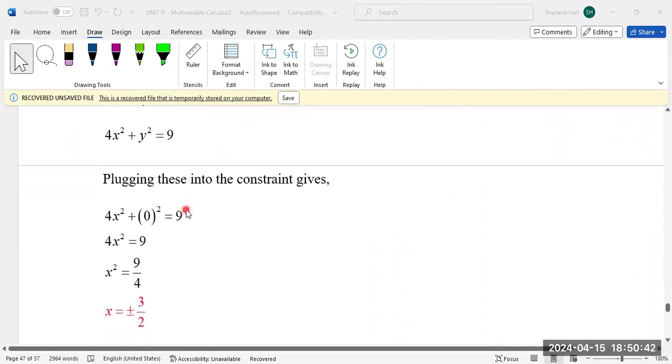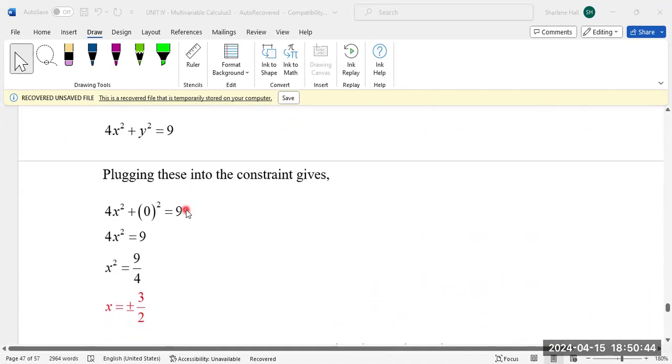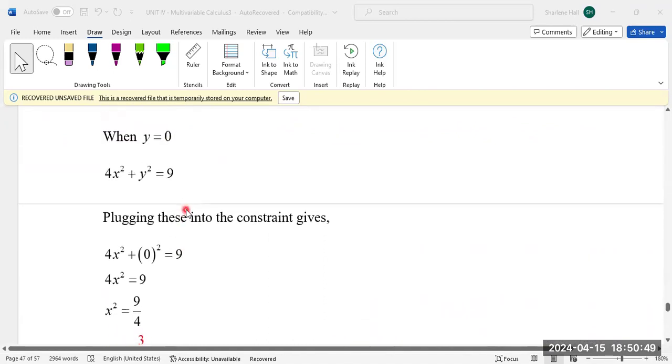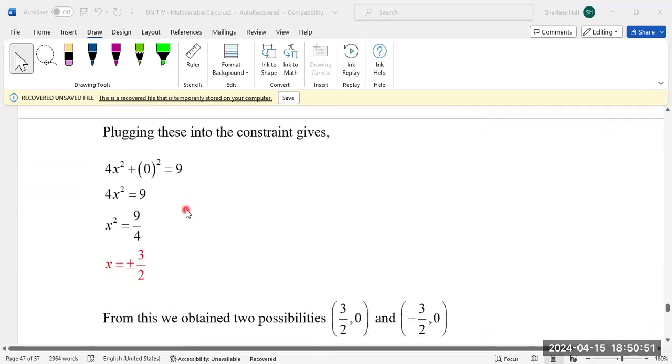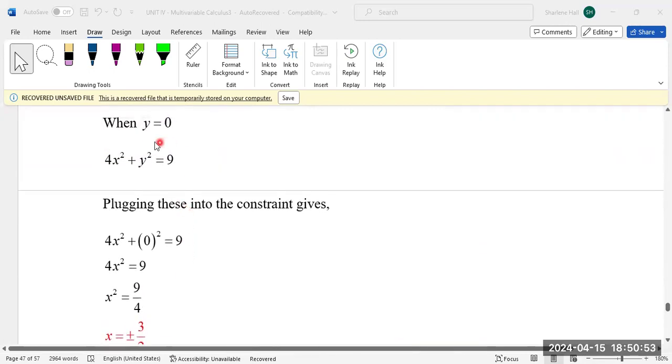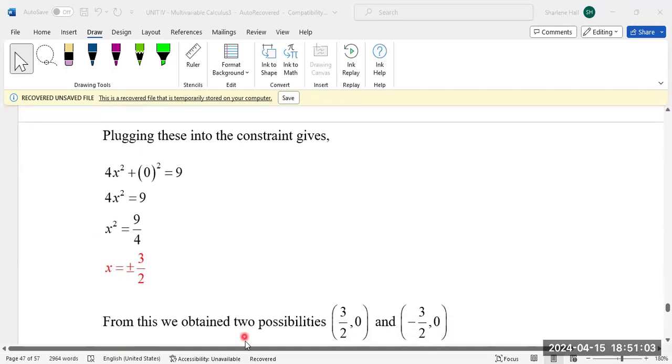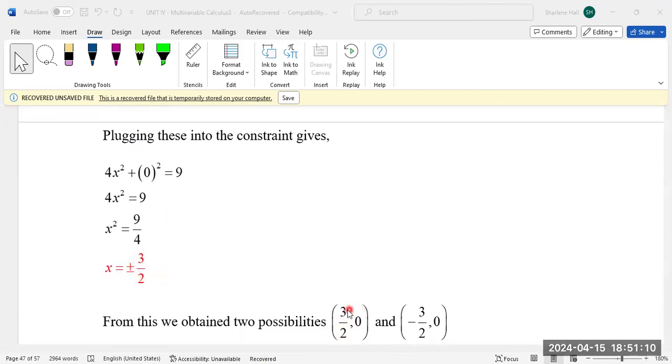So we know that lambda is going to be equal, x is going to be equal to plus or minus 3 over 2. So we have 2 sets of values. We know that y is equal to 0 from our first set of equations. So we have positive 3 over 2, comma 0, and negative 3 over 2, comma 0. Remember, plus or minus 3 over 2 is plus 3 over 2 and minus 3 over 2.